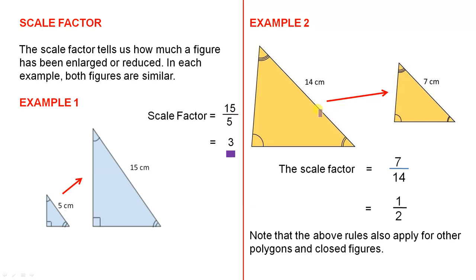Here's an example where this triangle has been reduced to that size. Of course, I've got the arrow coming from that triangle to this one, so there's been a reduction, so we expect the scale factor to be a fraction. So the scale factor will be 7 over 14, which is a half.